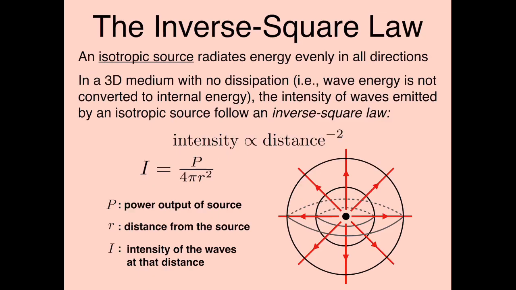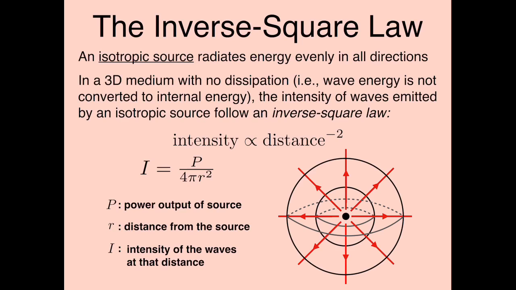Okay, and that brings us to the inverse square law. Okay, so we need to first define a term called isotropic. Okay, so an isotropic source of waves will radiate energy evenly in all directions. So in other words, if your source of the waves is isotropic, it just spreads out its waves evenly in all directions. Okay, and so that takes us to the inverse square law.